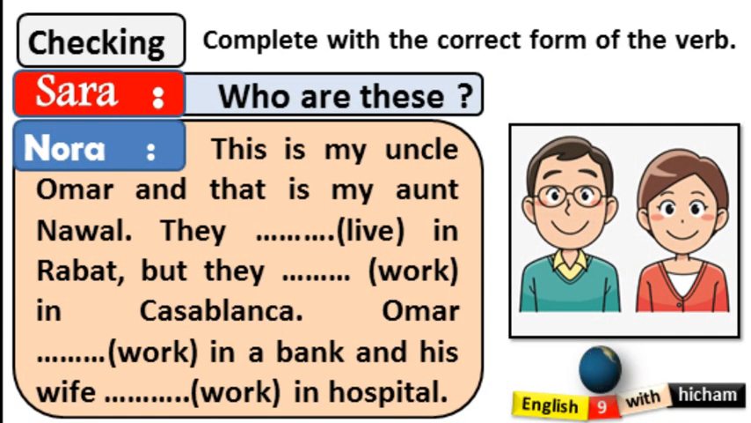Now in Check-in, you complete the dialogue with the correct form of the verb. So we have a dialogue between Sarah and Nora, and they are talking about a photo album, as you can see in the picture. So Sarah, who are these? Nora, this is my uncle Omar, and that is my aunt Nawal. They, and we have the verb live in Rabat, but they work in Casablanca. Omar, and we have the verb work in a bank, and his wife, we have the verb work in a hospital.